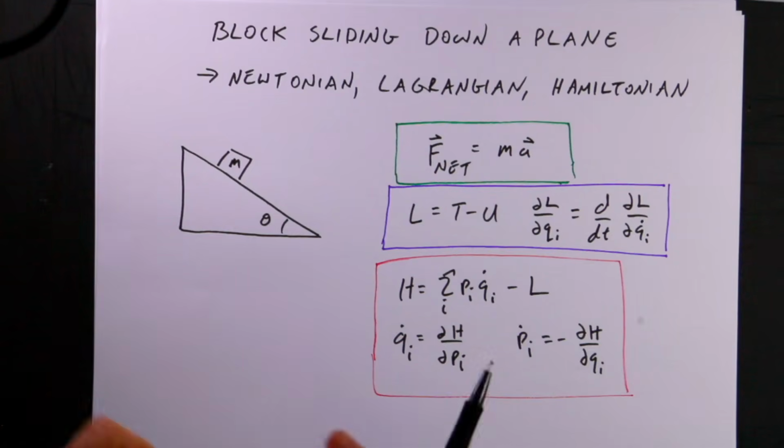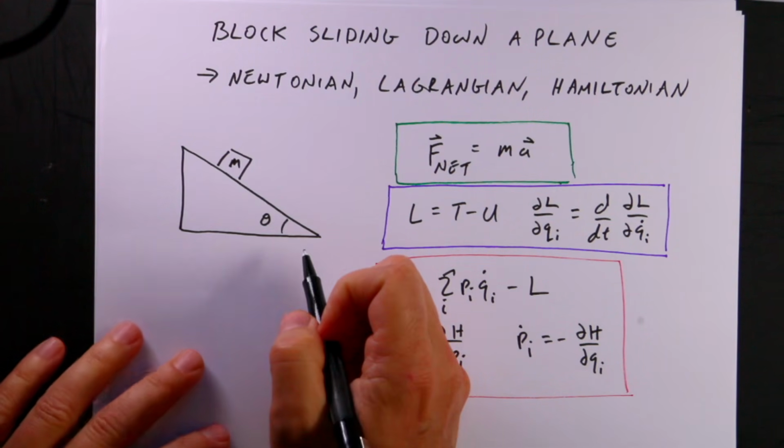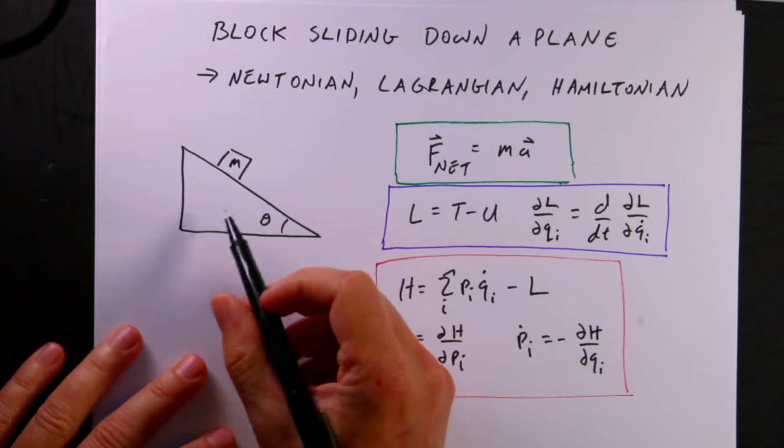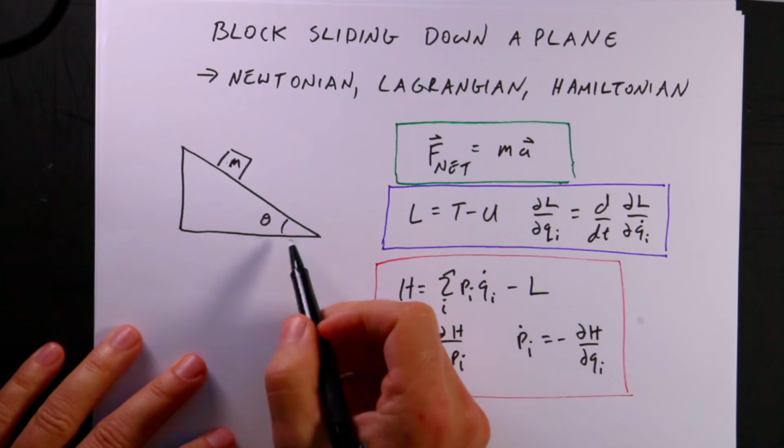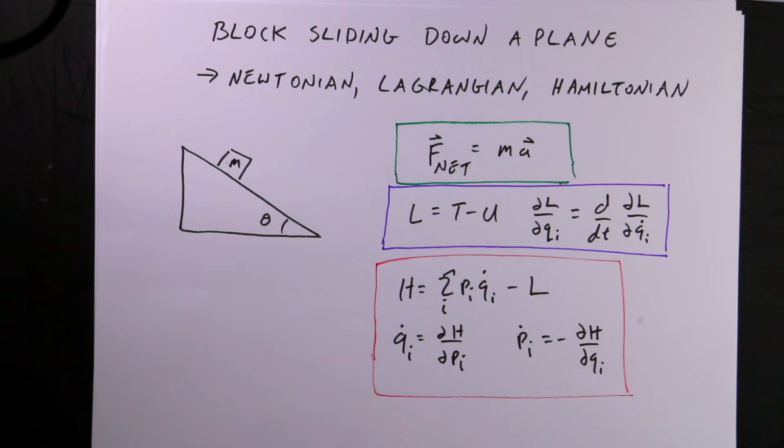Okay, so the problem I want to solve is this block sliding down a frictionless plane. And so it's a block of mass m. The plane is inclined at an angle theta, and I want to find the equation of motion three different ways.